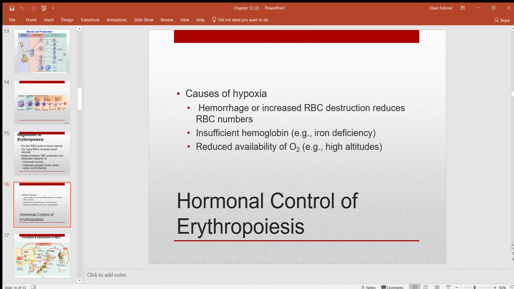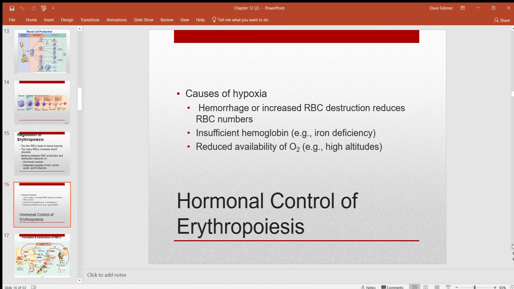Why could you be hypoxic? Well, first of all, hemorrhage, which means you have some bleeding somewhere in the body, which would cause you to lose red blood cells, and it would reduce those numbers. And if you reduce the number of red blood cells, you reduce the amount of oxygen that your blood is carrying. You can also have insufficient hemoglobin, which means the hemoglobin doesn't have enough iron in it, which is the portion that actually bonds to the oxygen. If you're low in iron, then you're going to be unable to carry the right amount of oxygen.